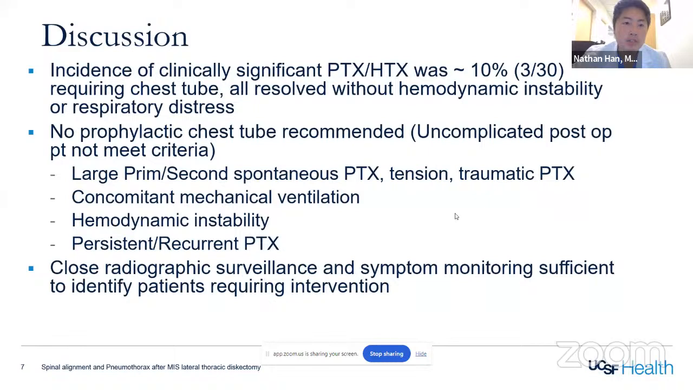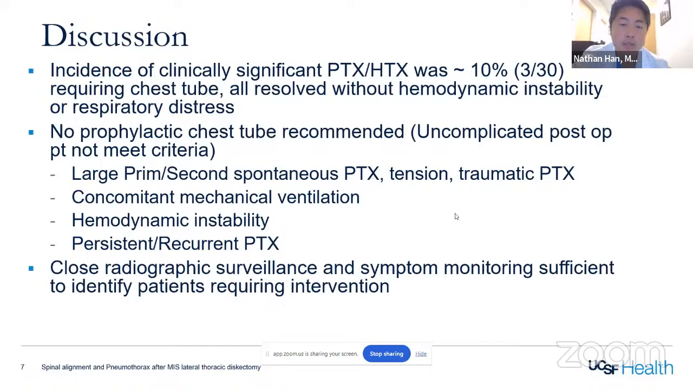So in terms of the results and discussion, the clinically significant pneumothorax or hemothorax defined by the study was about 10%, 3 out of 30, which all resolved without any evidence of hemodynamic instability or respiratory distress for the patients. The study recommends that patients do not routinely need a prophylactic chest tube when undergoing this MIS lateral thoracic discectomy, as the patients do not really meet the criteria for a chest tube, and that close radiographic surveillance and symptom monitoring after the procedure is sufficient to identify patients requiring intervention.